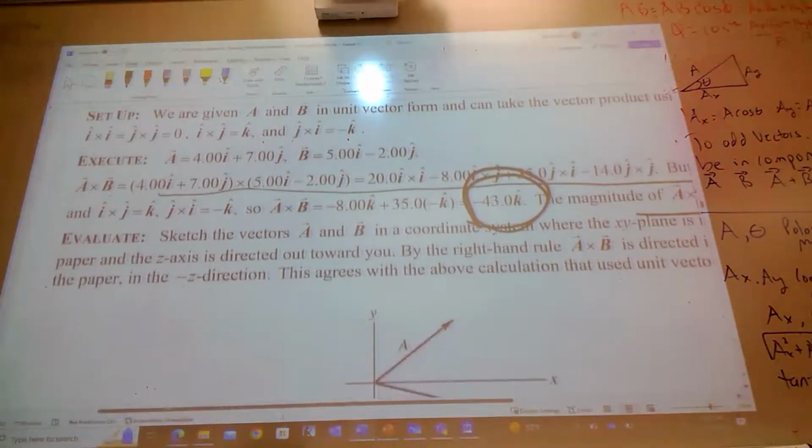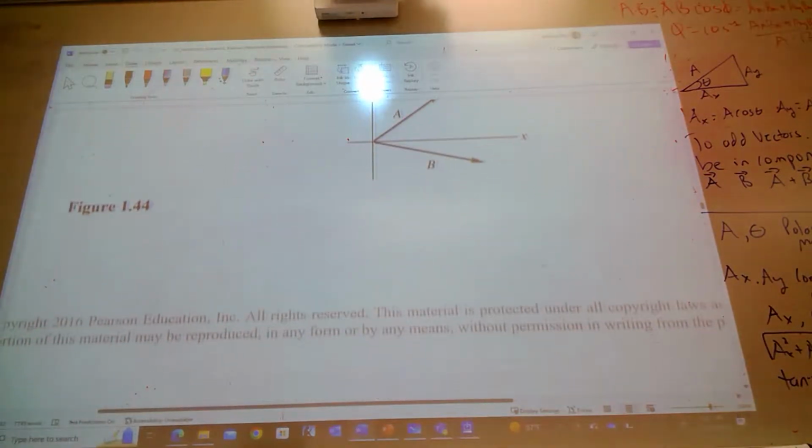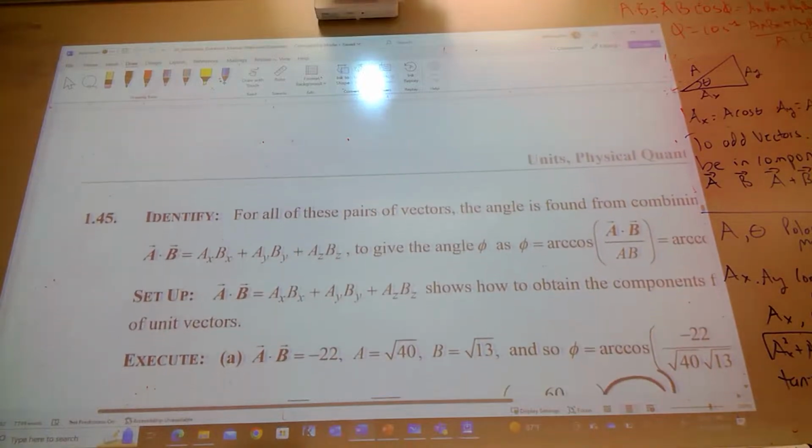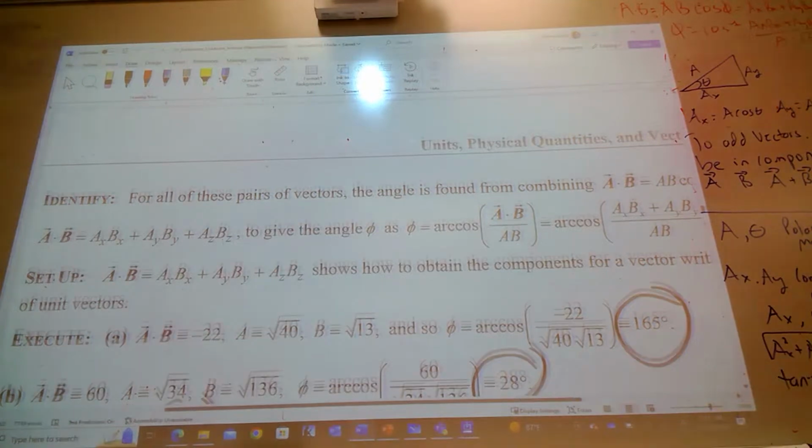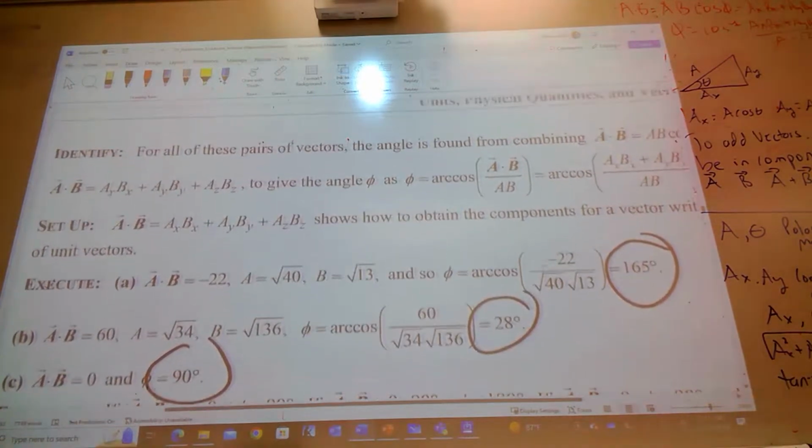Kaylee, did you get this? For A, I think I got 65 degrees. For B, I have 21. And for C, I have 90.